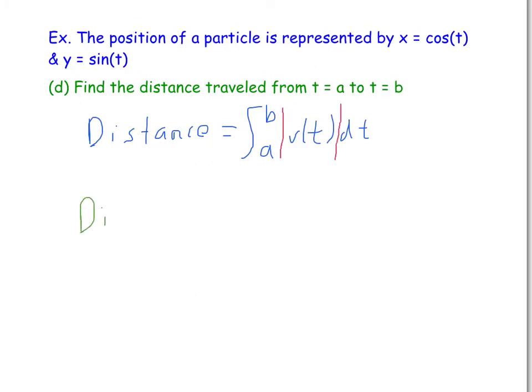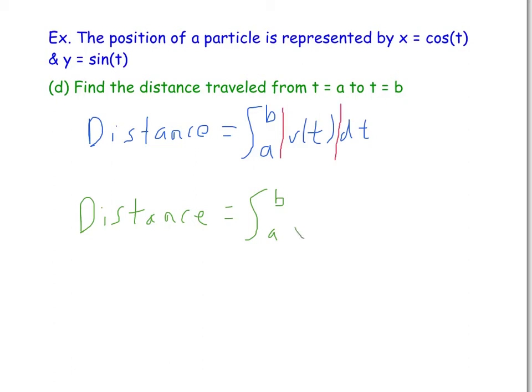Now, in two-dimensional motion, I claim that this formula that we just derived for distance traveled will be exactly the same. So in two-dimensional motion, the distance will still be a definite integral from a to b of the absolute value of our velocity vector. But as you recall from the prior problem, part C, the absolute value of the velocity vector is the same thing as our speed, which is also the magnitude of our velocity vector.